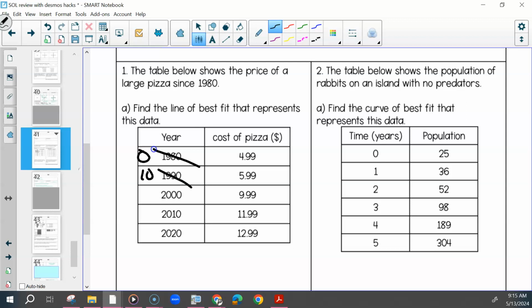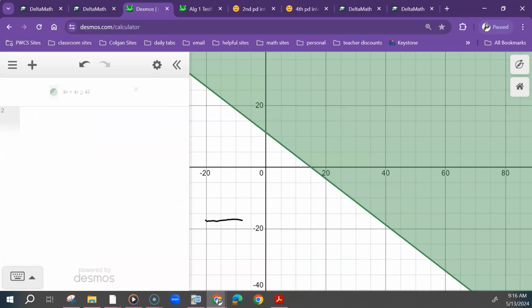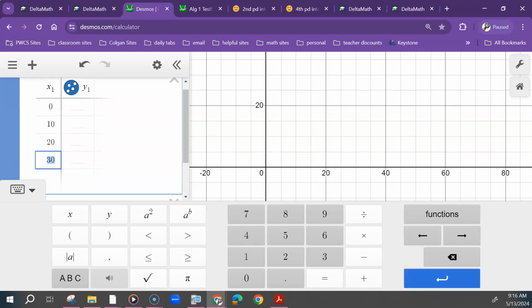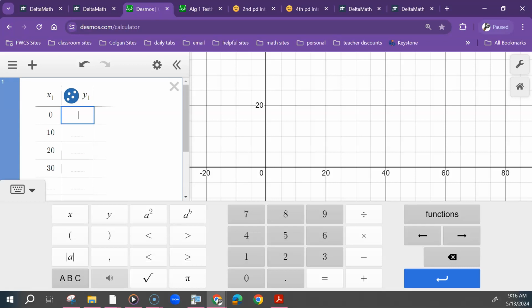1980 to 2000, 20. 1980 to 2010, 30. Sometimes the pattern is the same, sometimes it's different, so make sure you double check that, don't just assume. Then in Desmos, we're going to put those into a table. Once you put in a couple, it will start to recognize the pattern, so you just keep hitting enter. And then put in your y values.